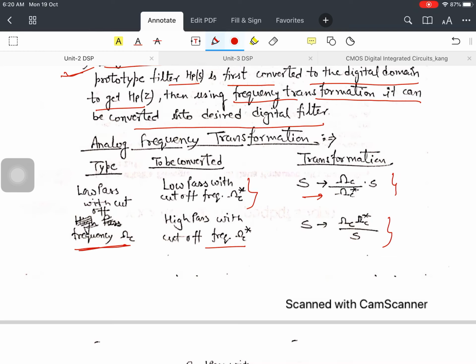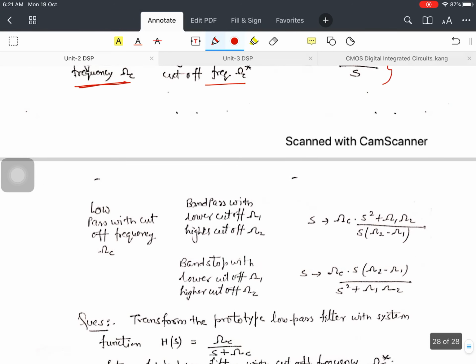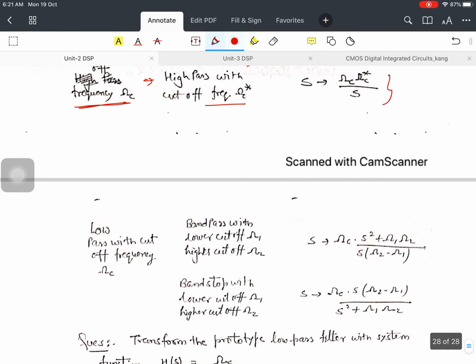replacement, that what we are replacing s with. So low pass with new Ωc* cutoff frequency. If we want to convert to high pass, then s is going to be replaced by Ωc into Ωc* upon s. If we have a band pass with lower cutoff frequency Ω1 and higher cutoff frequency Ω2, then s is going to be replaced by Ωc into s square plus Ω1 Ω2 upon s into Ω2 minus Ω1.